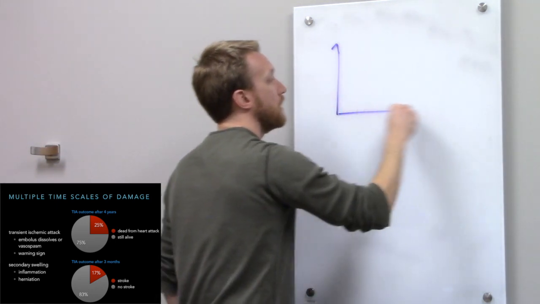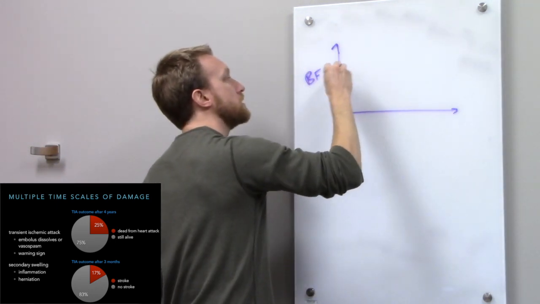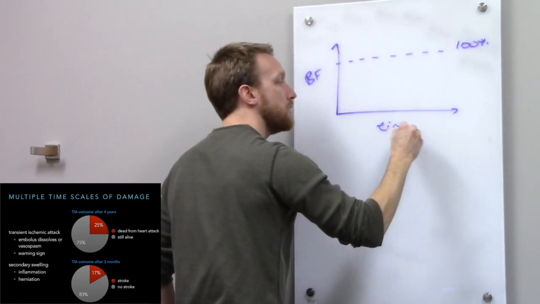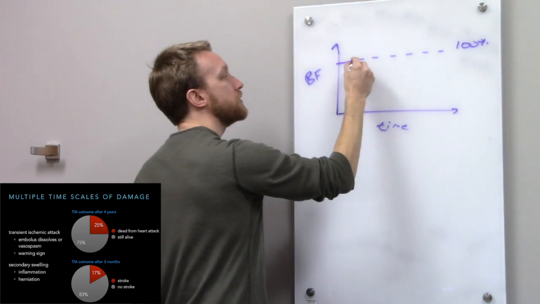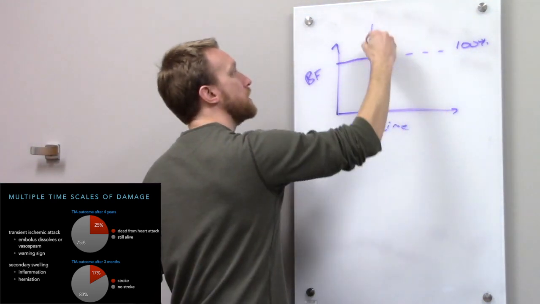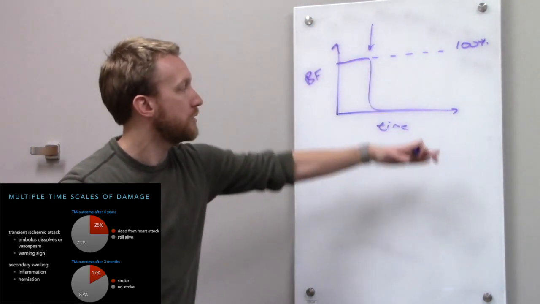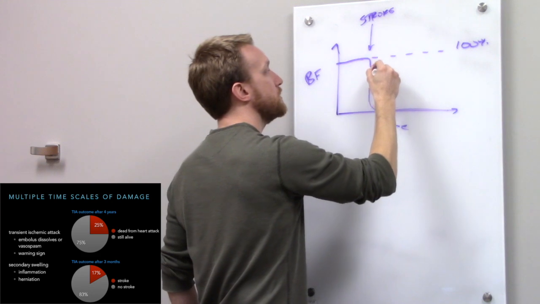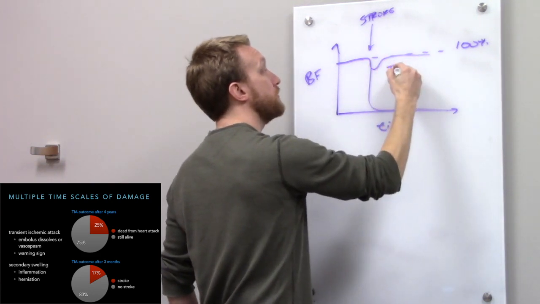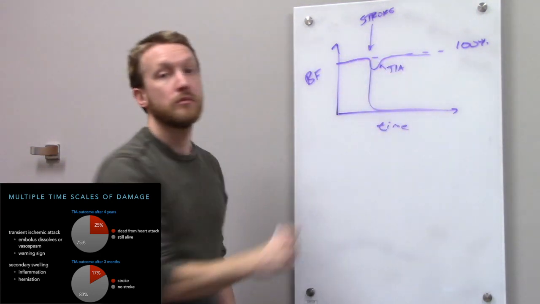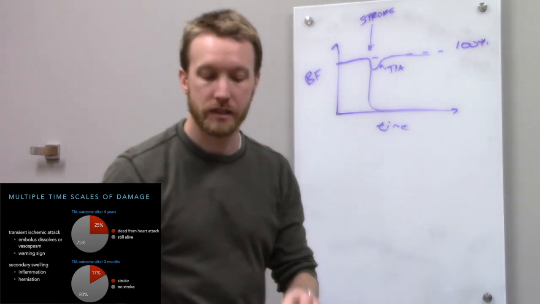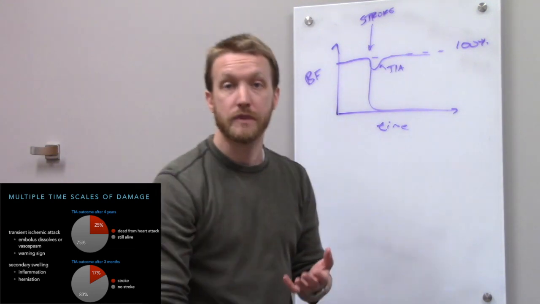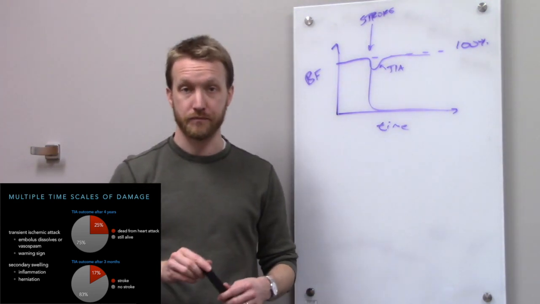So if we think about, let's call this blood flow, and there's 100% over time, some arbitrary units of time, with a stroke we get an immediate and prolonged decrease in blood flow. But with a transient ischemic attack, we get a very brief blockage of blood flow. So we get transient symptoms. And although they go away, they should be taken as a warning sign.